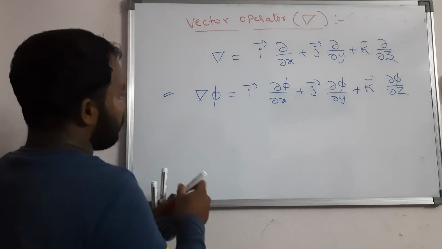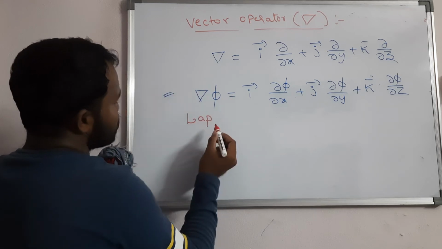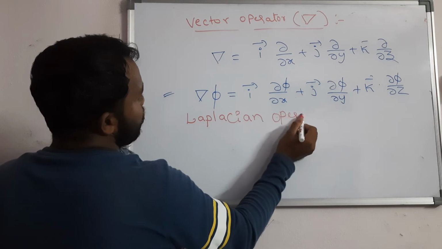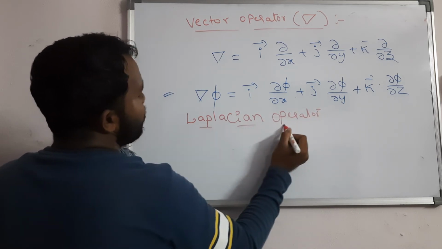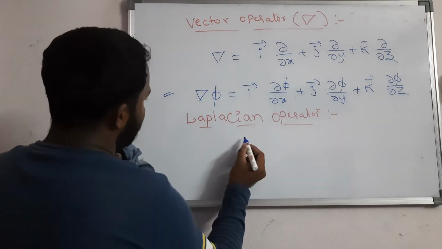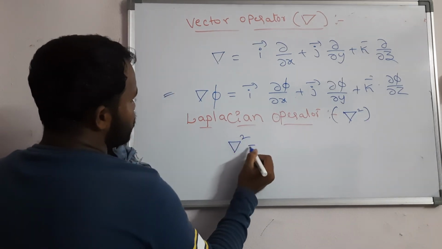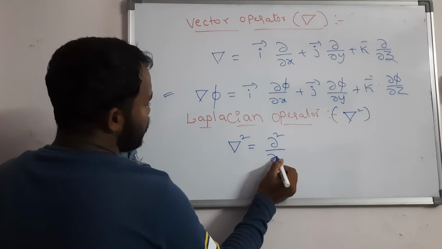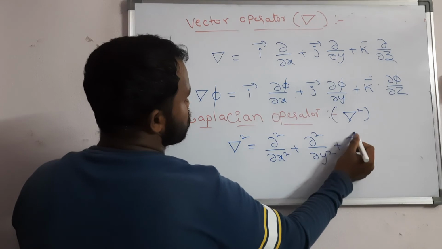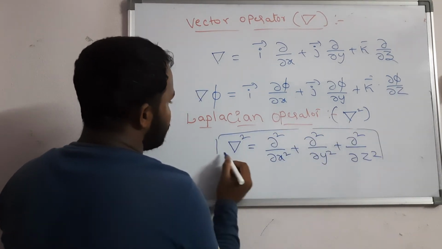Then we will discuss the Laplacian operator. Already I told you about it at the start of the Schrodinger equation in the last video. What is a Laplacian operator? The Laplacian operator is del square, which you should write in brackets. What is del square? Del square is nothing but dou square by dou x square plus dou square by dou y square plus dou square by dou z square. This is the Laplacian operator you should write in the examination.